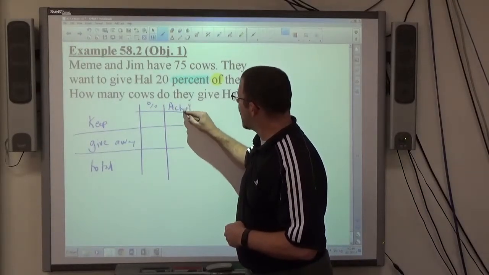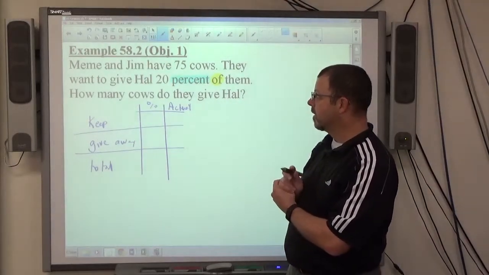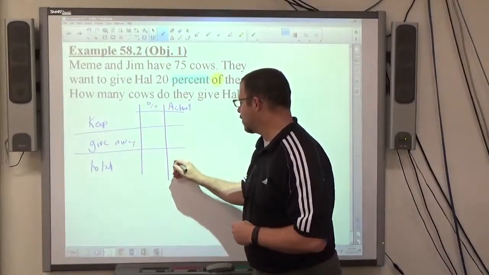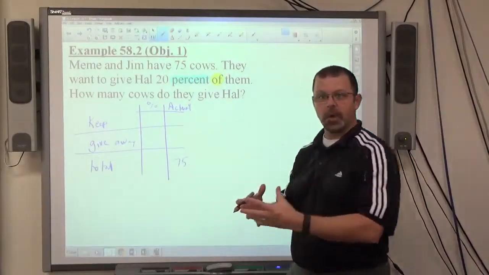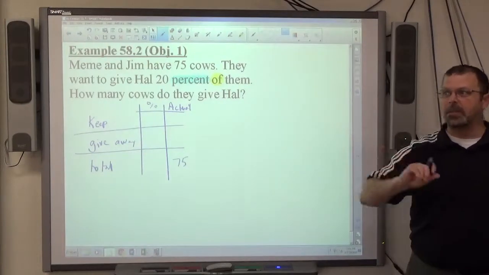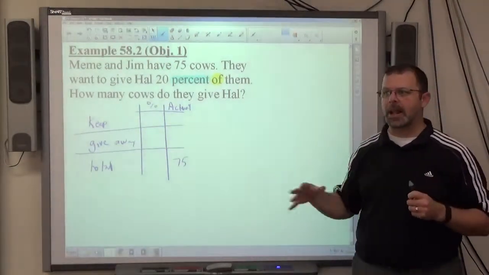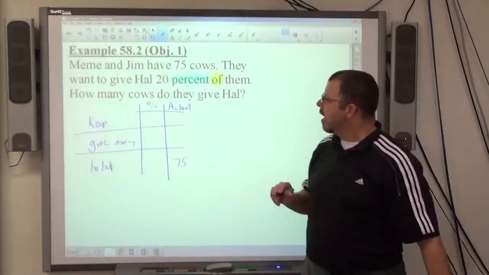But what they have to start off with is the total number of cows, right? How many is that? 75. So the total number of cows to start off with is 75, of which these 75 cows, they're going to give some away and they're going to keep some, right? So the parts, what they're giving away, what they're keeping, add up to 75 cows.